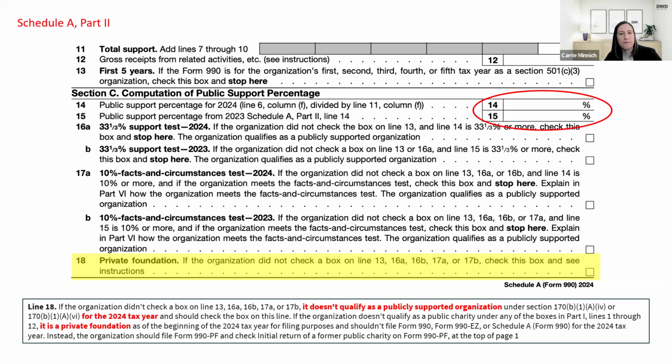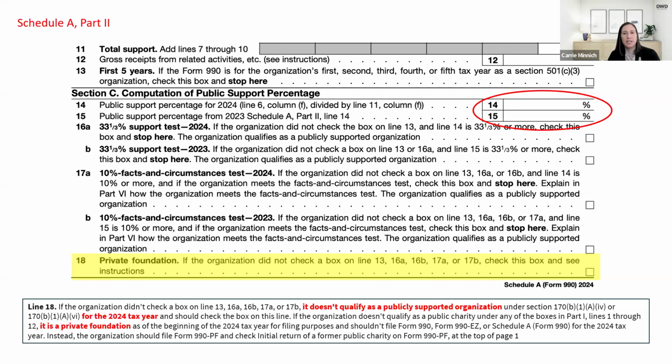If the percentages on 14 and 15 fall below 33 1/3%, that means that you are getting less than 33 1/3% of your total revenue from the public, which means that you are no longer considered a public charity and therefore will be reclassified to a private foundation and have to file 990 PF, pay excise taxes, and follow all of those additional rules.